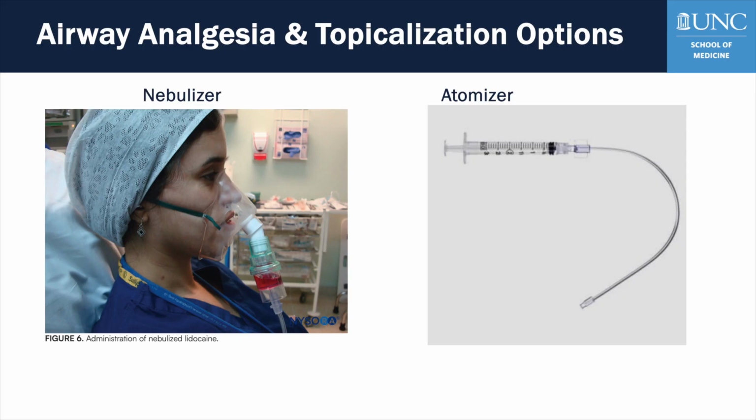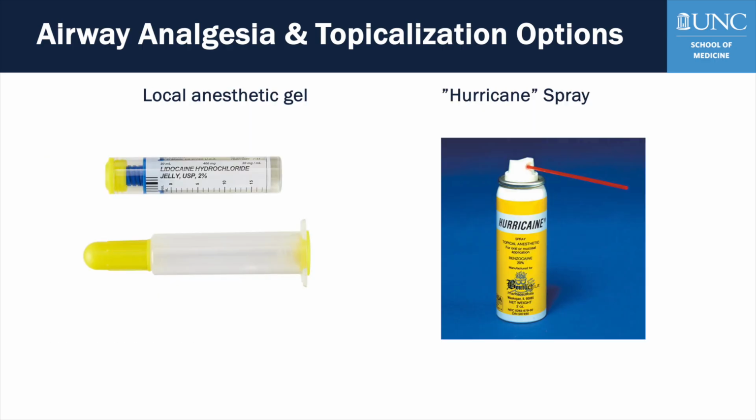Additional airway analgesia options include topical methods such as nebulized lidocaine, atomized sprays, anesthetic gels, and hurricane spray, which uses 20% benzocaine. In this protocol, we primarily emphasize topicalization with 2% lidocaine using an atomizer and spray as you go, reserving nerve blocks for operators with appropriate expertise.